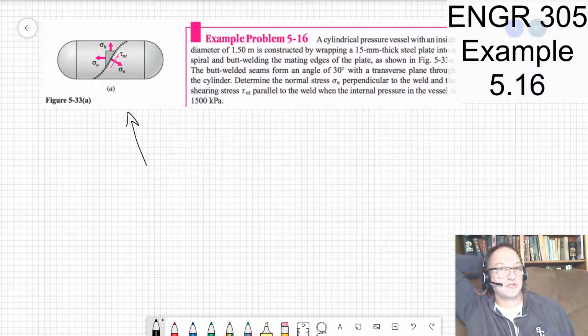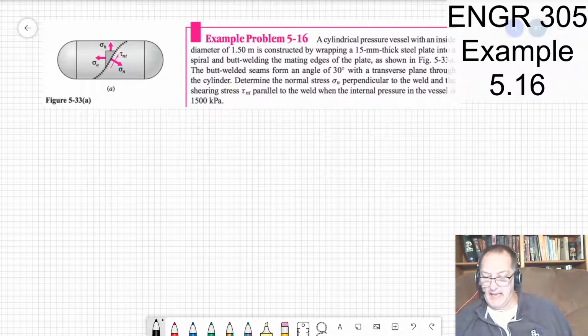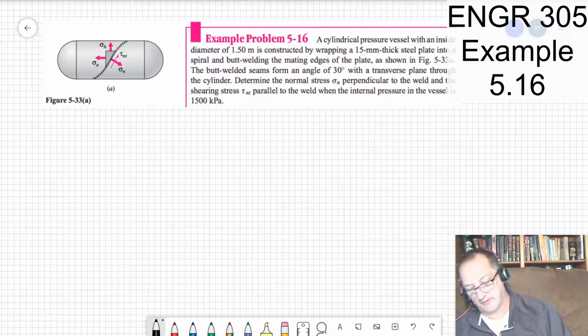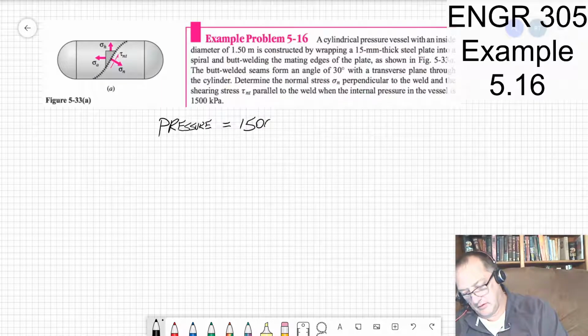Determine the normal stresses, sigma n, perpendicular to the weld, and the shearing stresses parallel to the weld when the internal pressure in the vessel is 1500 kPa. So they've given us all of the information we're looking for. What's our pressure? 1500 kPa.